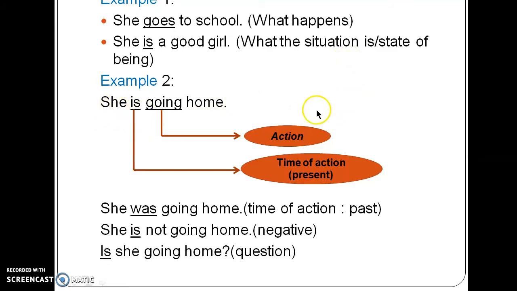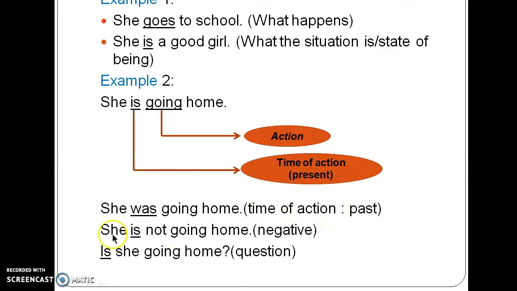Alright, now what is is doing here? The is helps you to tell about the time of action. Without is, it is not clear to you at what time the action is going on. So is tells you the time of action, that is present time. Similarly, in the following example, she was going home. Here was helps you to express the time of action, that is past.